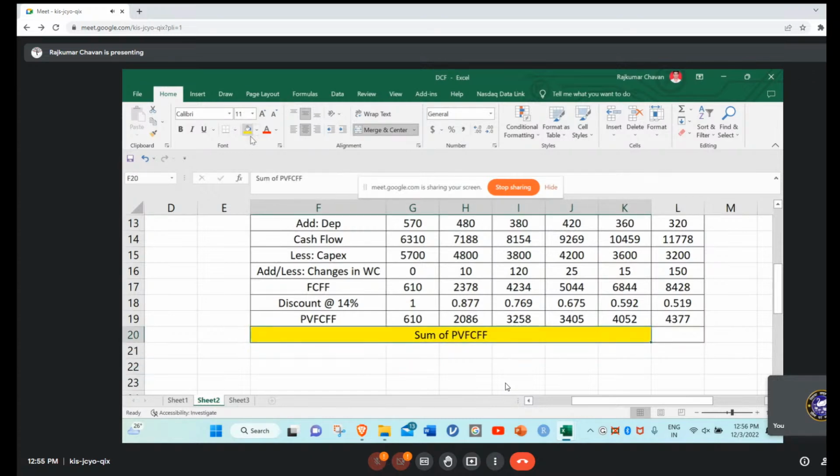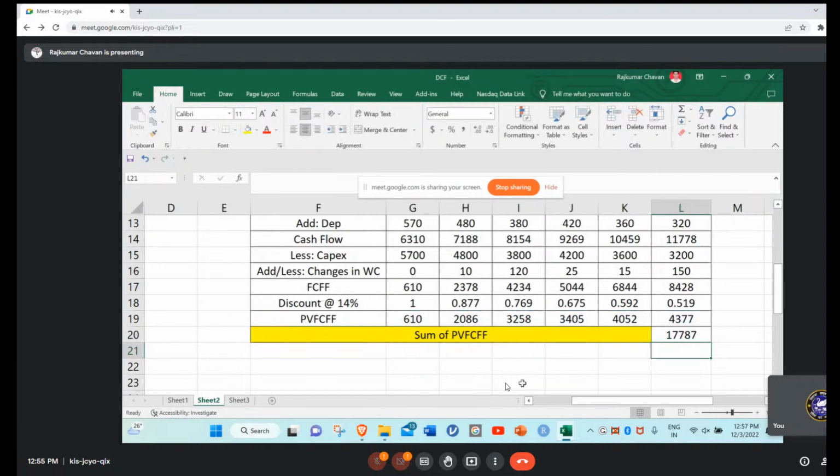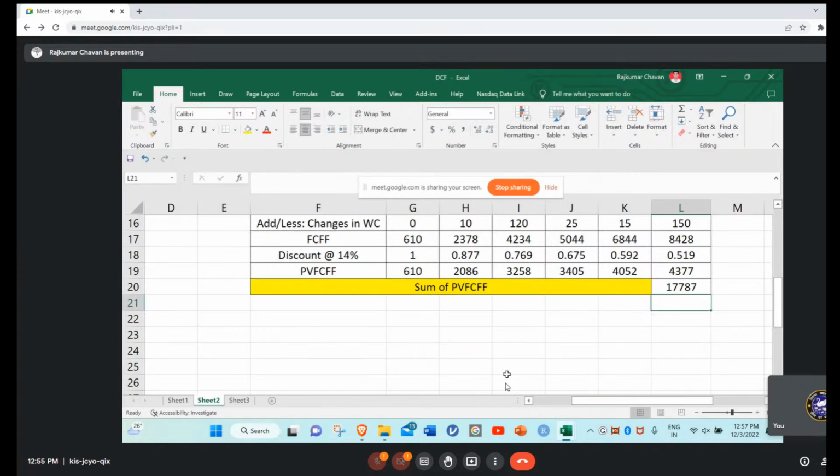So now here I need last year, what is the total, right? So is equal to sum of all PVFCFF. So is equal to sum, open the bracket. Now tell me, sum of all the cash flows, right? Yes or no? So from 610 till 4377. Then close the bracket, enter. What is the answer? 17,787 rupees. Understood everyone? This is called the value of all the cash flows.